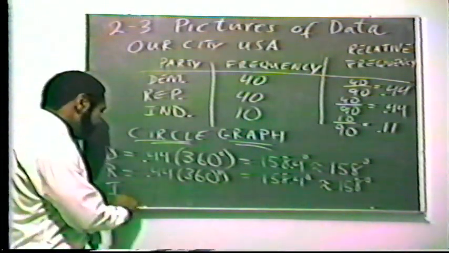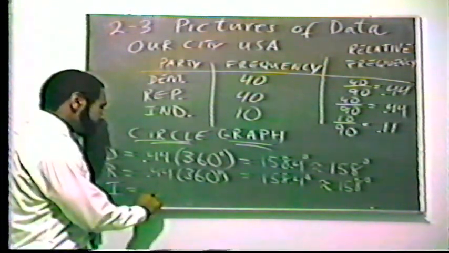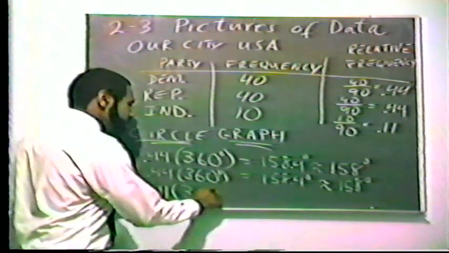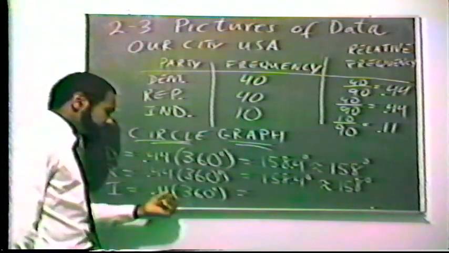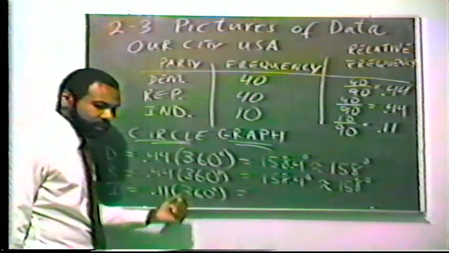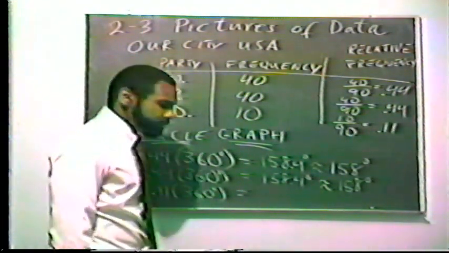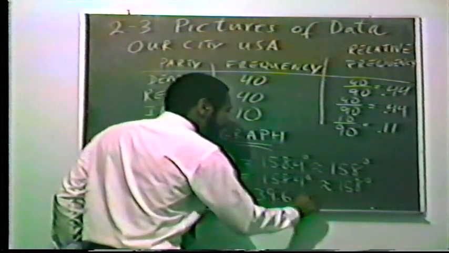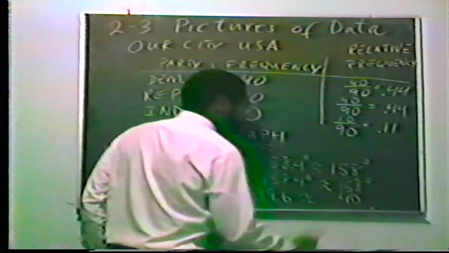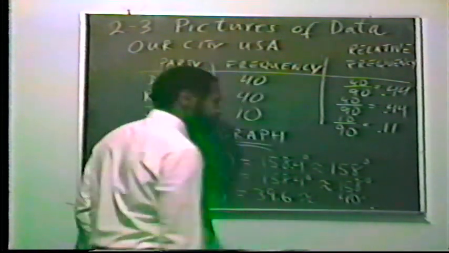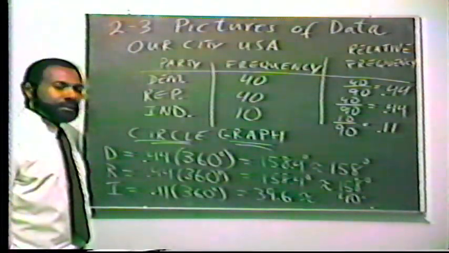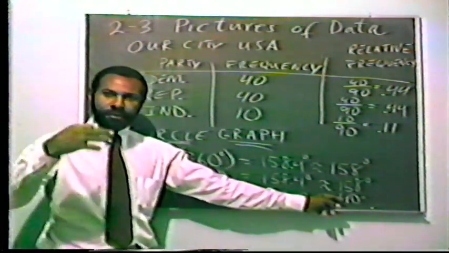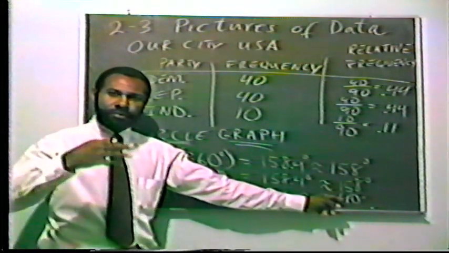For the independents, we would have 11/100 times 360 degrees. We work this out on the calculator, and we get 39.6, which we round off to 40 degrees. Now, these are the numbers that we use to draw the different sections of the circle.